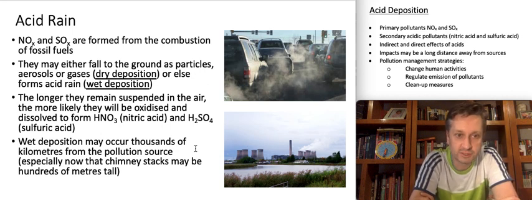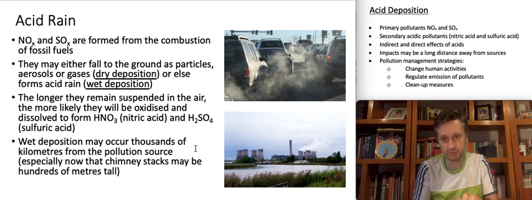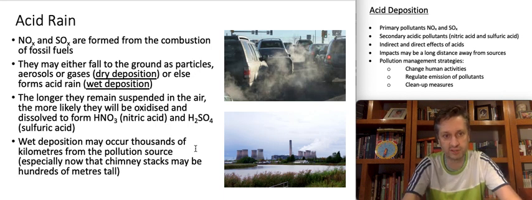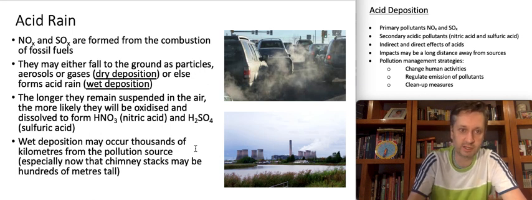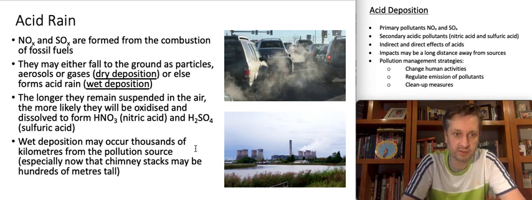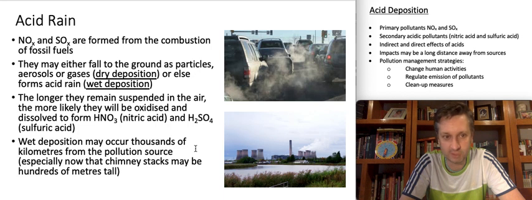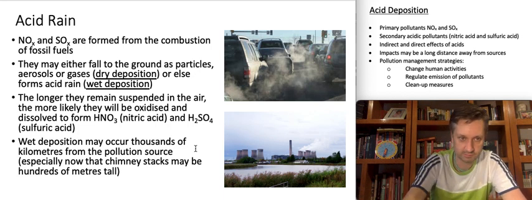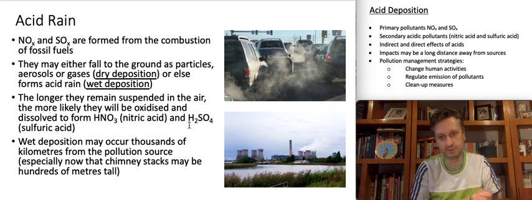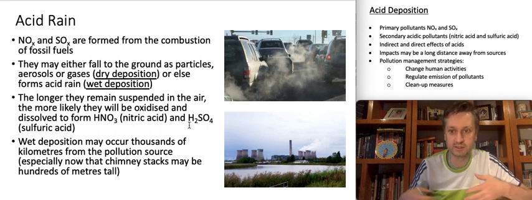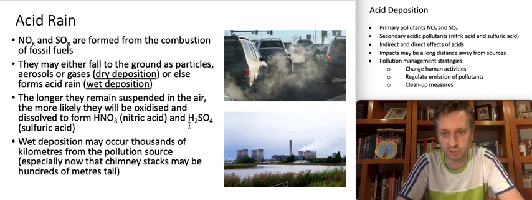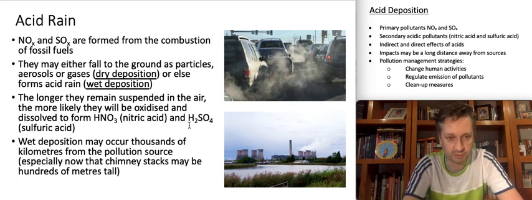These primary pollutants may fall to the ground as particles, or as I said before, they can dissolve in water, either in rain or snow, and fall in the form of acid rain. We distinguish that as dry deposition and wet deposition. The longer these primary pollutants remain suspended in the air, the more likely they are to be oxidized and dissolved, and therefore form, as you can see here, nitric acid or sulfuric acid, which are the secondary pollutants we talk about. And at the risk of repeating myself, the rainfall might occur so that these secondary pollutants fall to the ground many, many kilometers away from where the primary pollutants were originally formed.